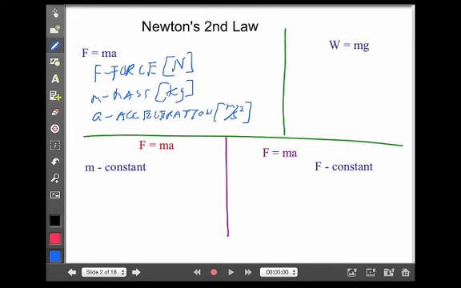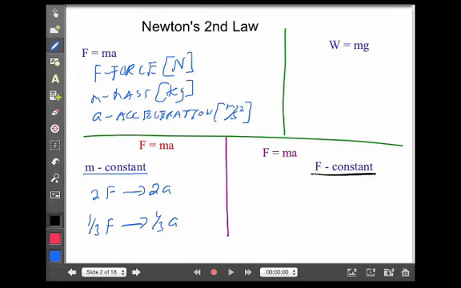amount. So, again, to review, if I hold the mass of an object constant and I double the amount of force applied to it, the acceleration will double. They are directly proportional. If I were to cut the force by 1/3, the acceleration would cut by 1/3. Directly proportional. Whatever happens to one happens to the other.